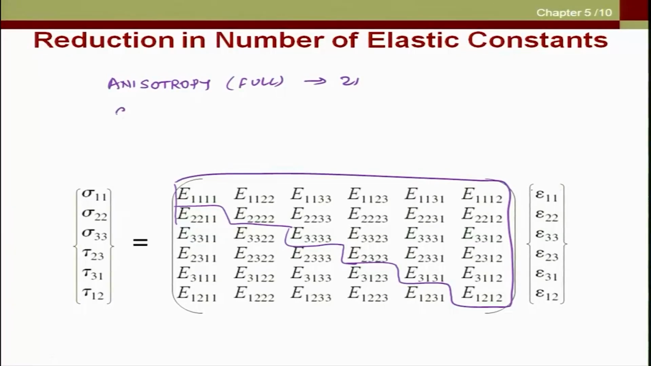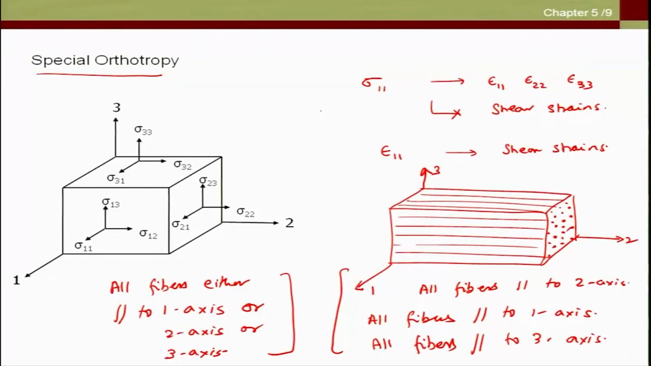Now, if it is especially orthotropic, what will happen? Let us see how the number of constants changes. So, what is especially orthotropic? It is a material where fibers are running parallel to the 1 axis, 2 axis, 3 axis, or all of them simultaneously, but not at some other angle. Okay. So, it is not that some fibers are at 45 degrees to the 2 axis, they are either at 0 or they are at 90. Okay. Those are the only two options available.